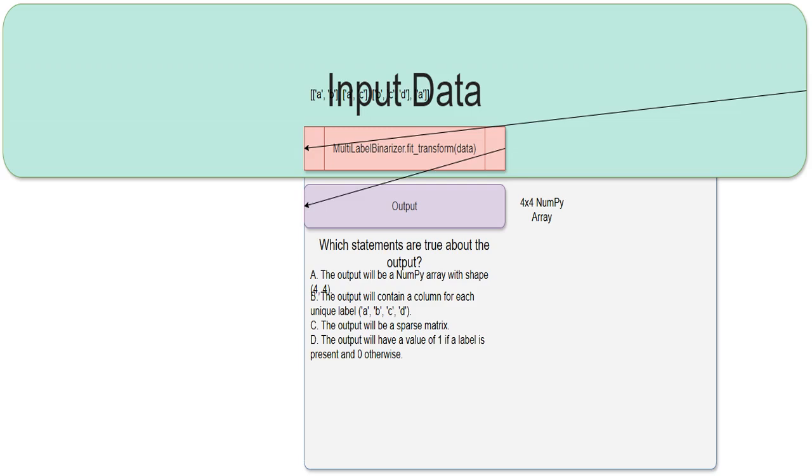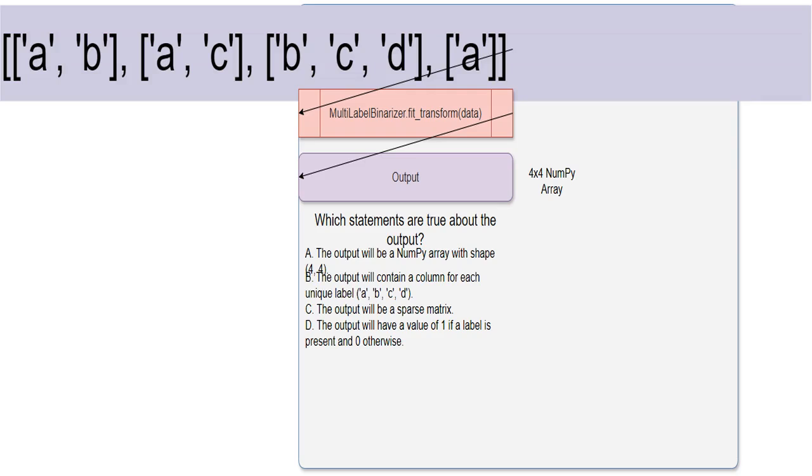This line introduces the sample data that we'll be using to test our understanding of the multilabel binarizer. The data is a list of lists, where each inner list represents a data point and contains multiple labels. For example, A, B indicates that the first data point has labels A and B. This is the actual multi-label data. It shows 4 data points, each with one or more labels. This is what we'll feed into the multilabel binarizer.